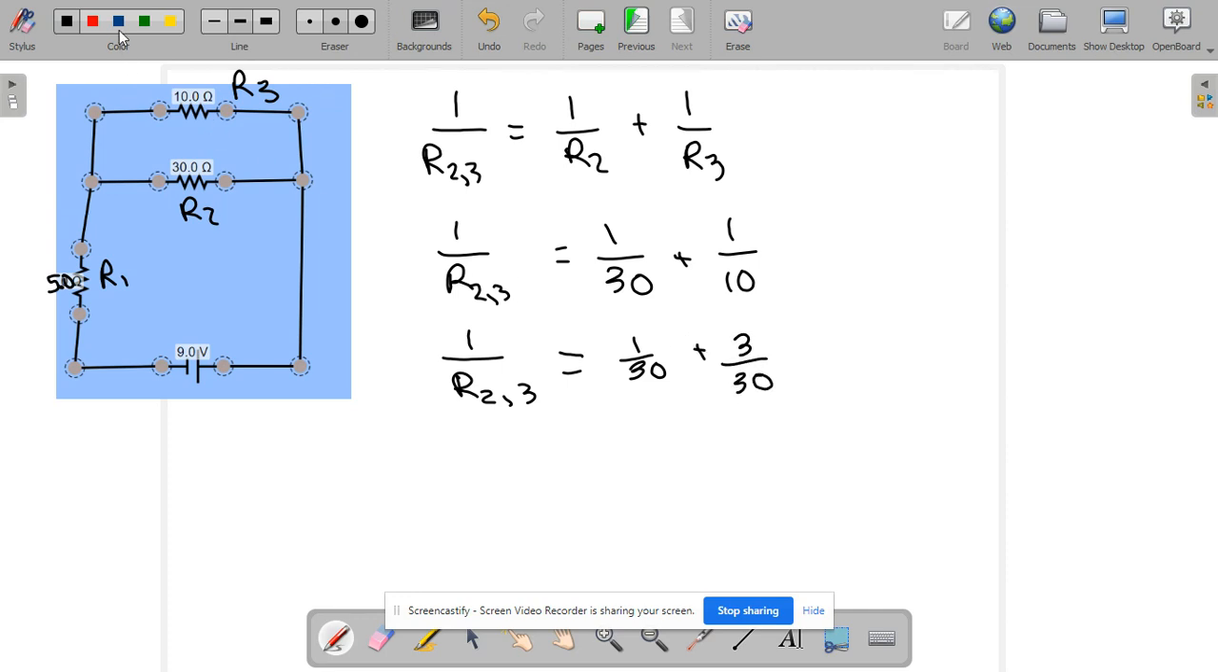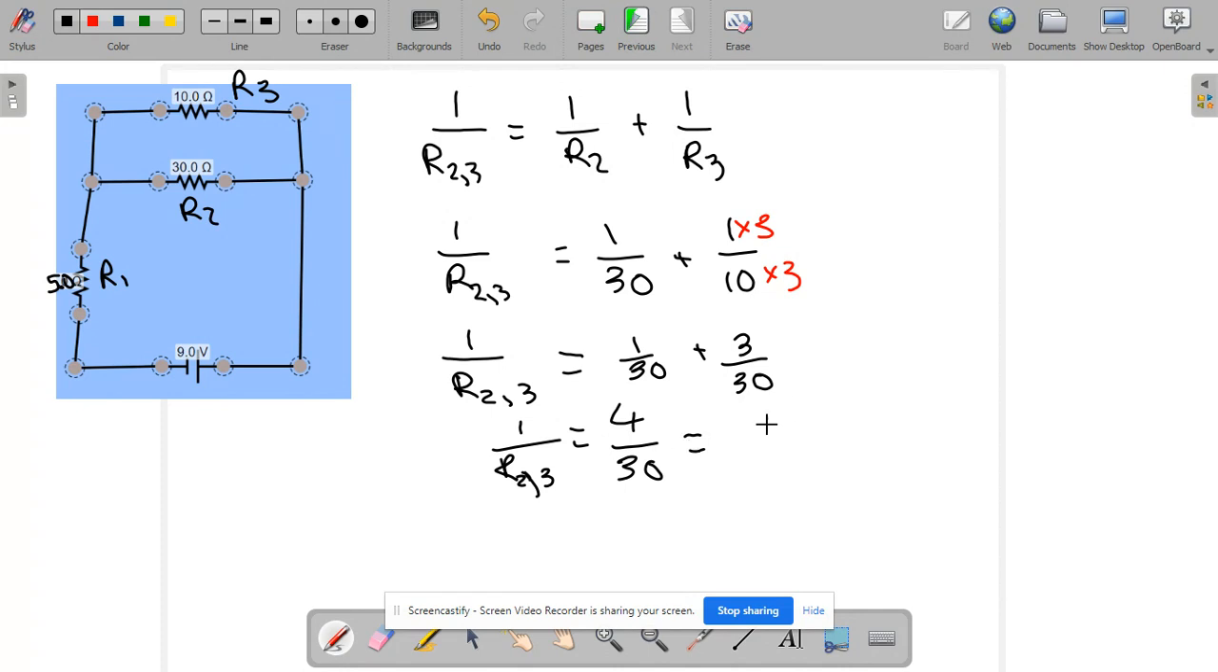If you're wondering how I got that, I just multiplied this one by 3 and this one by 3 to get a common denominator. Okay, so now we got 4 over 30. Just add 1 plus 3. The bottom number stays the same when you're adding fractions with the same denominator. That's 1 over R2,3, if you can't see it.